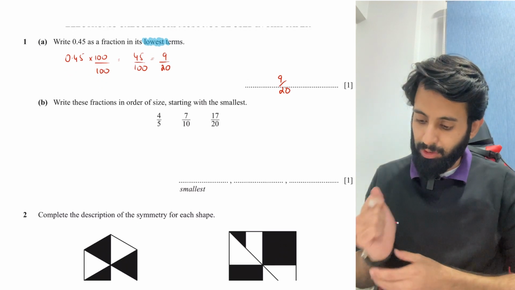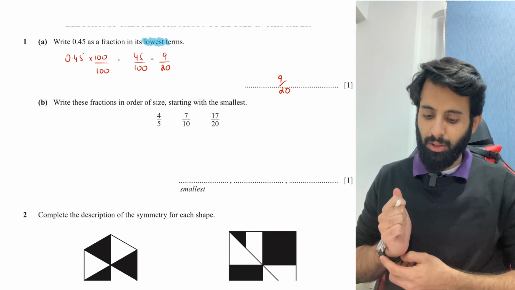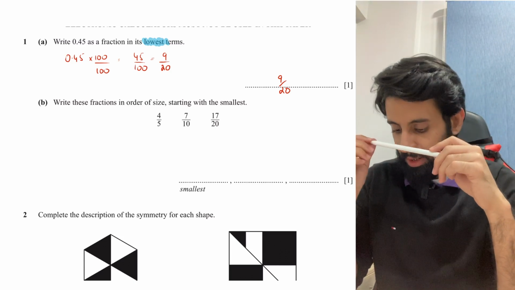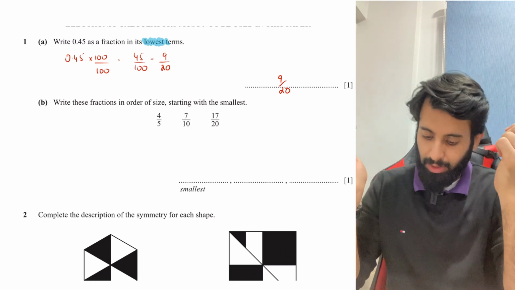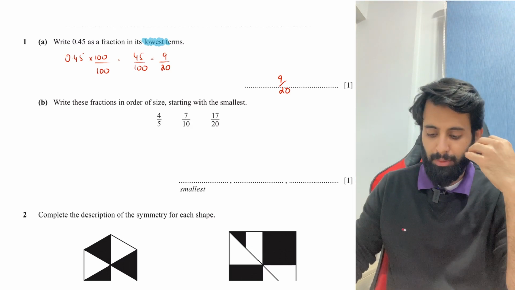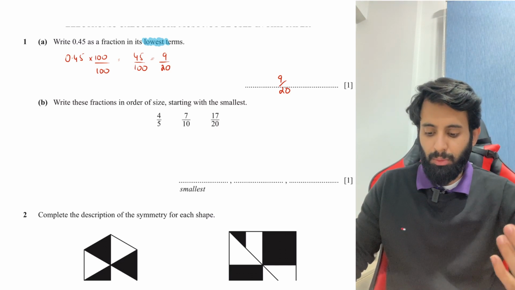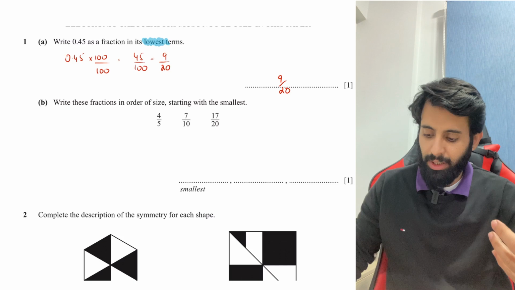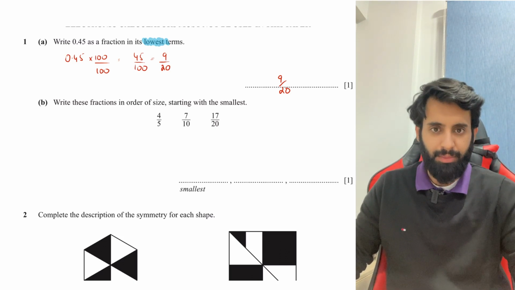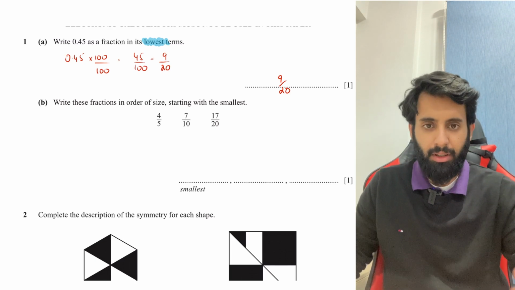Now we have part B, which says write these fractions in order of size starting with the smallest. Let's have a look at the fractions that we have here: 4 upon 5, 7 upon 10 and 17 upon 20. One thing that I always tell my students is not to have a standard approach towards these questions. What I normally do is convert them into decimals, arrange them and then give the final answer. That's obviously recommended, not discarding that.